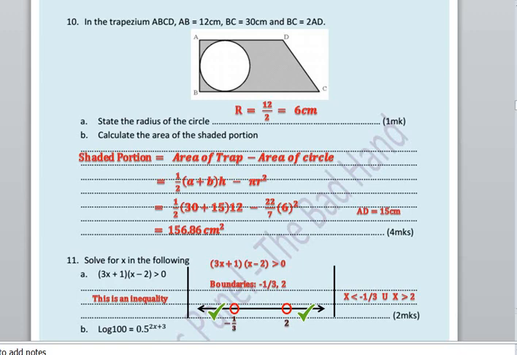Calculate the area of the shaded portion. Area of the shaded portion will be the area of this trapezium minus the area of this circle. And the area of trapezium is half the sum of the parallel sides, that is a plus b, times the height, minus the area of the circle, pi r squared. That gives us a half into 30 plus 15 times 12 minus 22 on 7 times 6 times 6. And simplifying gives us 156.86 centimeters squared.